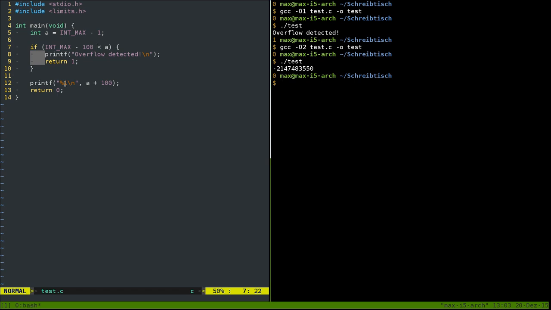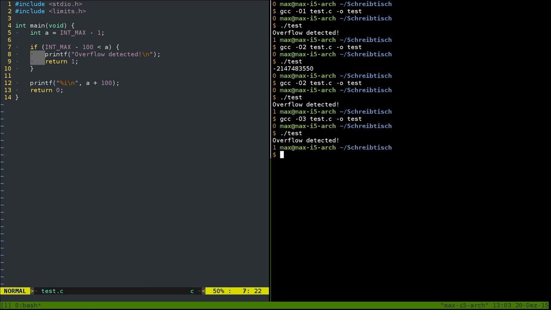Well, let's test it. Let's do the same thing again. Run the test. Overflow detected. With a higher optimization level, the highest possible. Still detected. This is how to properly write this overflow detection. So now you might ask, why even bother building undefined behavior into the language?